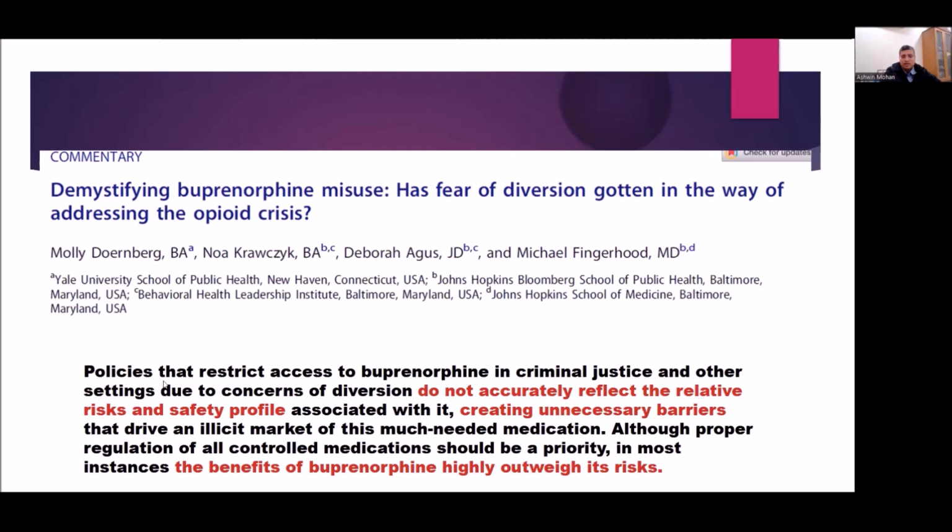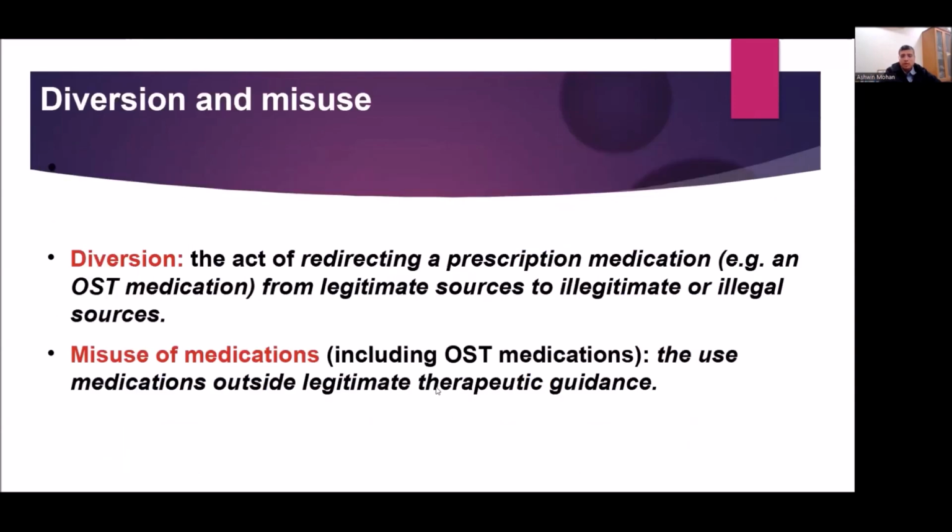What is important is this very important paper which said that policies that restrict access to buprenorphine in different settings do not accurately reflect the relative risk and safety profile associated with it, creating unnecessary barriers. So we have actually created irrational, unscientific barriers for the supply of this medication. The amount of diversion that takes place is mainly towards patients who want treatment; it is not mainly for recreational purposes. And the benefits of buprenorphine highly outweigh the risks. So two important terms which you will keep listening to. What is diversion?